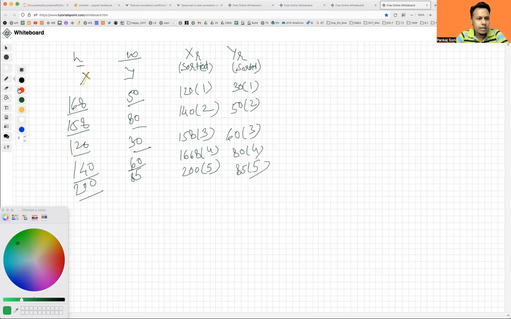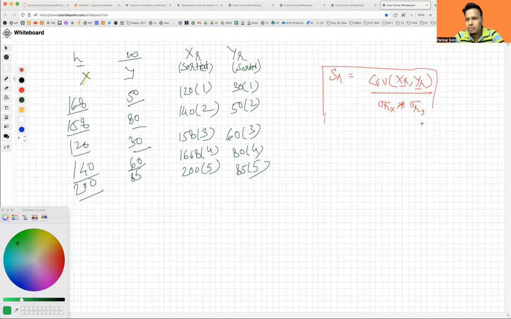Correct? So once you get these ranks, all you need to do is Spearman rank equals the covariance of X rank and Y rank, basically rank of X and rank of Y, divided by the standard deviation of rank X multiplied by the standard deviation of rank Y. Once you get this data, it is going to tell you my Spearman rank correlation coefficient.